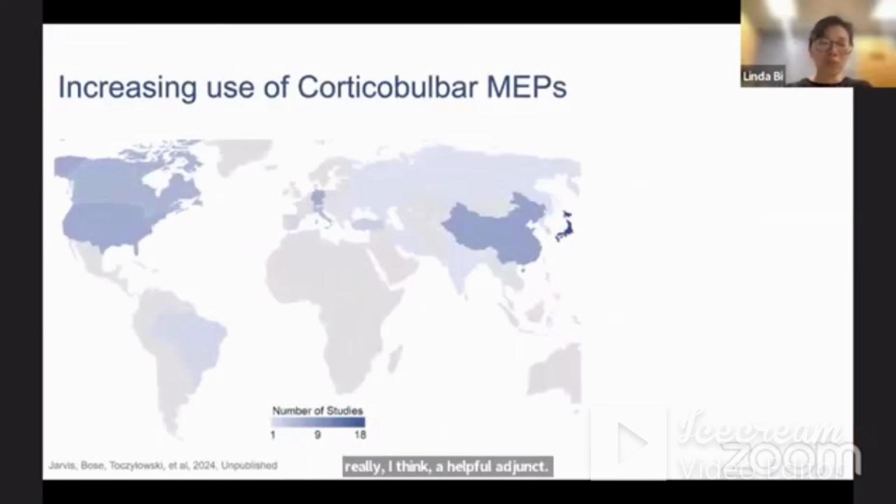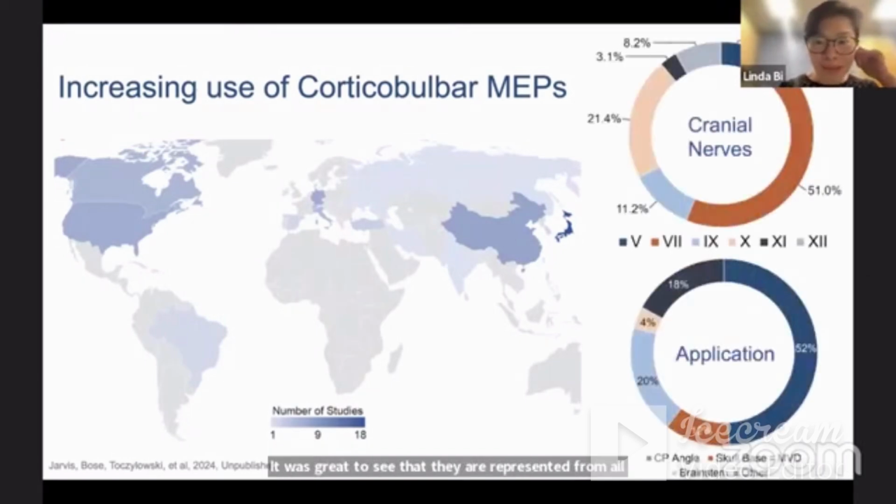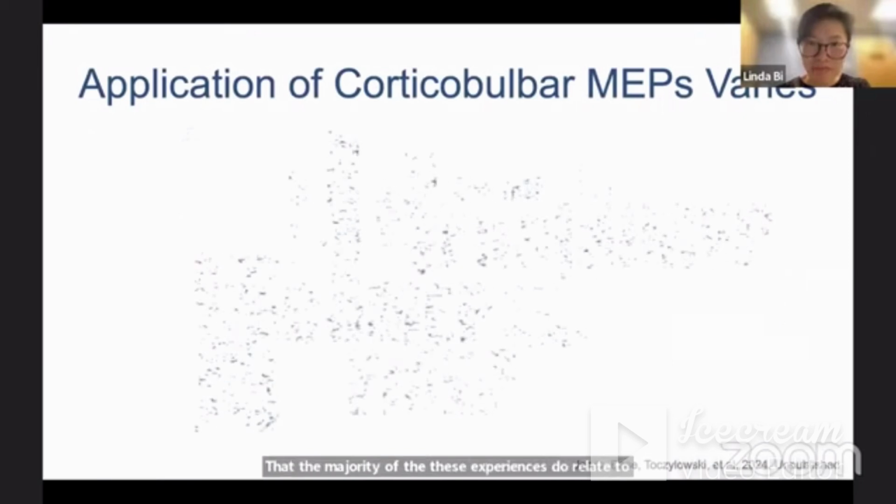We looked at corticobulbar motor evoked potentials and did a systematic review of all publications for it. Across the 80 publications that we could find to date, it was great to see that they are represented from all around the world, and that there is increasing experience from many great centers, but really mostly focused on the facial nerve still. You can see some experience with other branches, with only, I think, one paper or so published on corticobulbar motor evoked potentials as applied to the fifth nerve. The majority of these experiences do relate to the brain, skull base or posterior fossa CP angle.